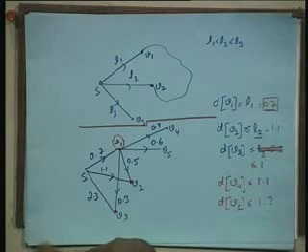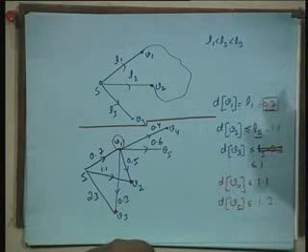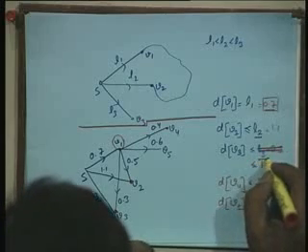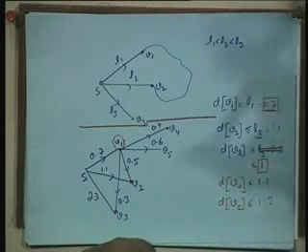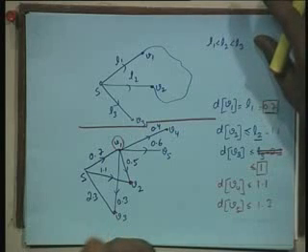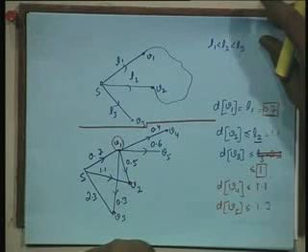Now, what I'm claiming is that let me look at the smallest of these, which is 1. And this is the correct distance of V3 from S.